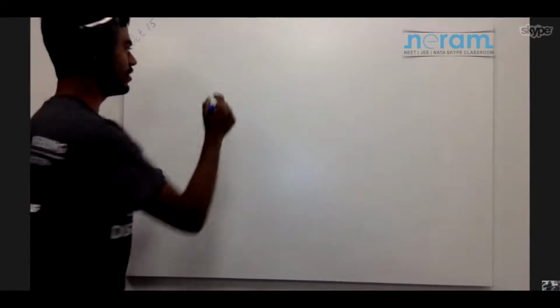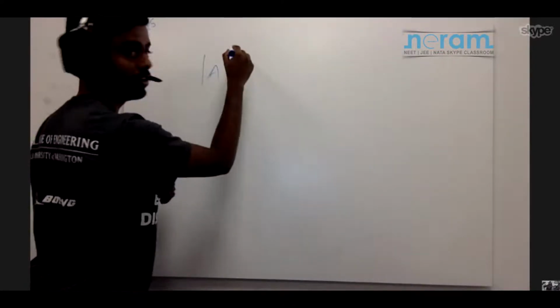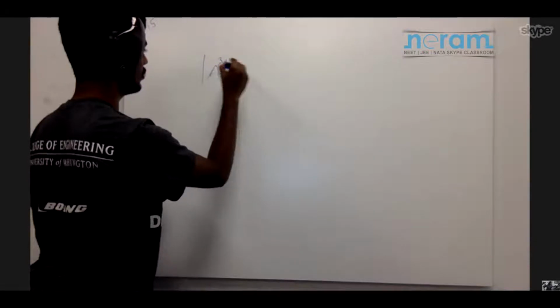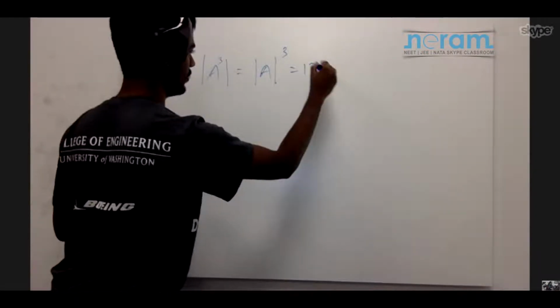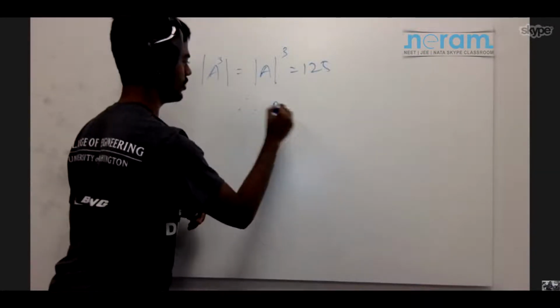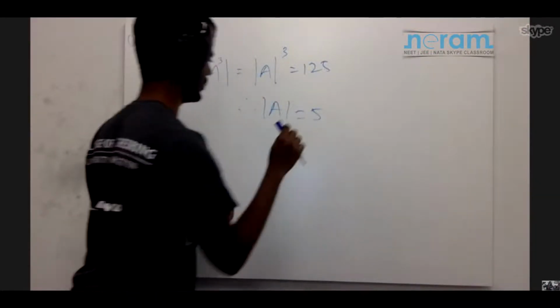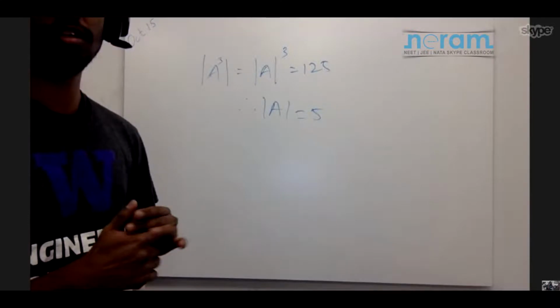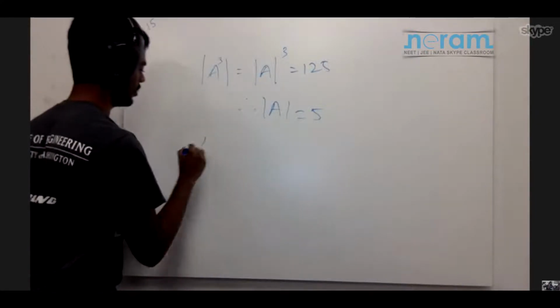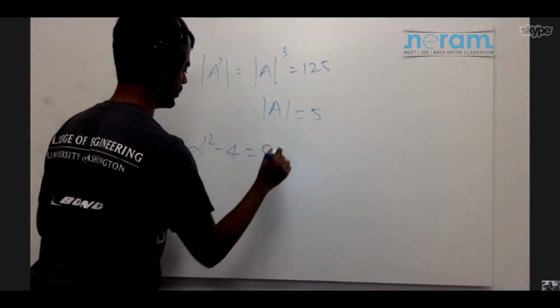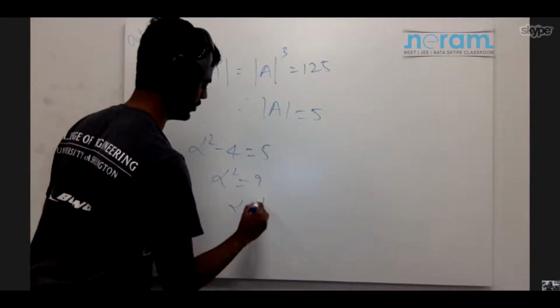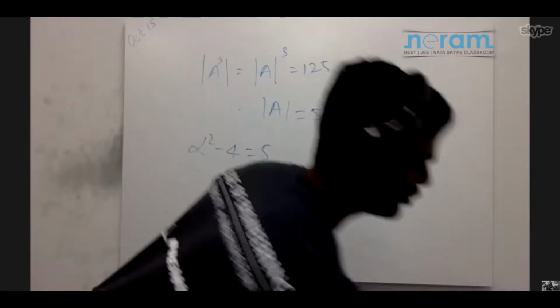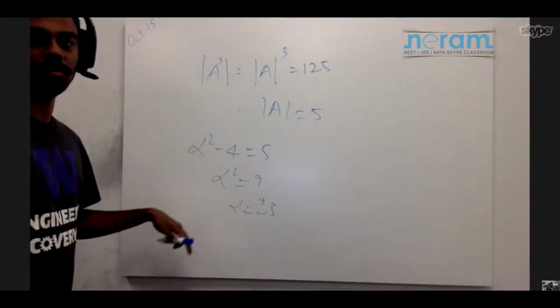So next questionல வந்து determinant of a cube is equal to actually determinant of a the whole cube, which is 125. Therefore determinant of a should be 5 and alpha square minus 4 should be 5. So alpha square should be 9 and alpha should be plus or minus 3, which is what you got. So இது second one oda answer.